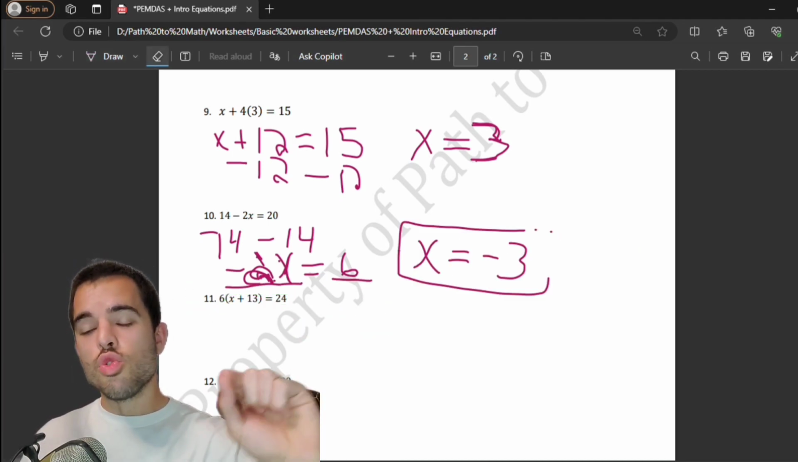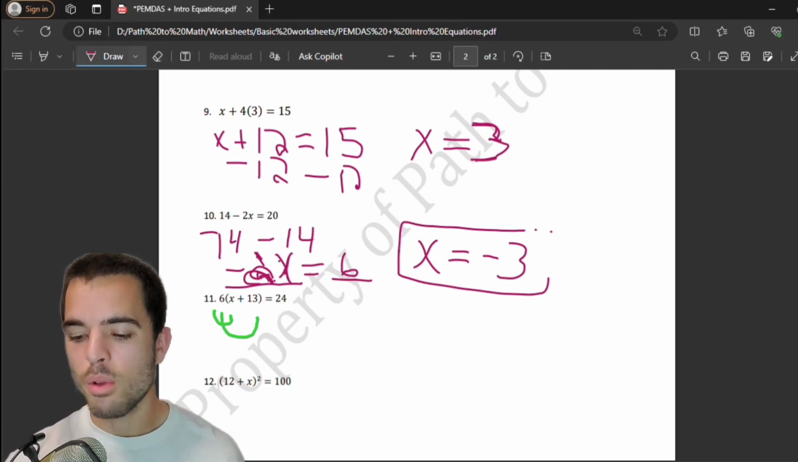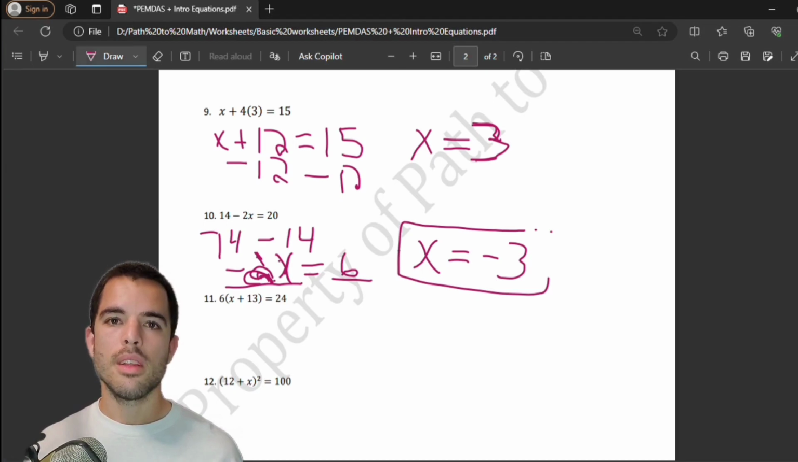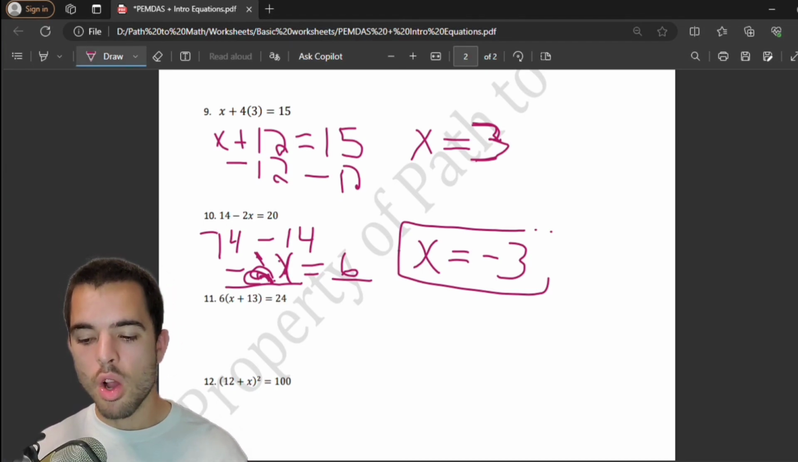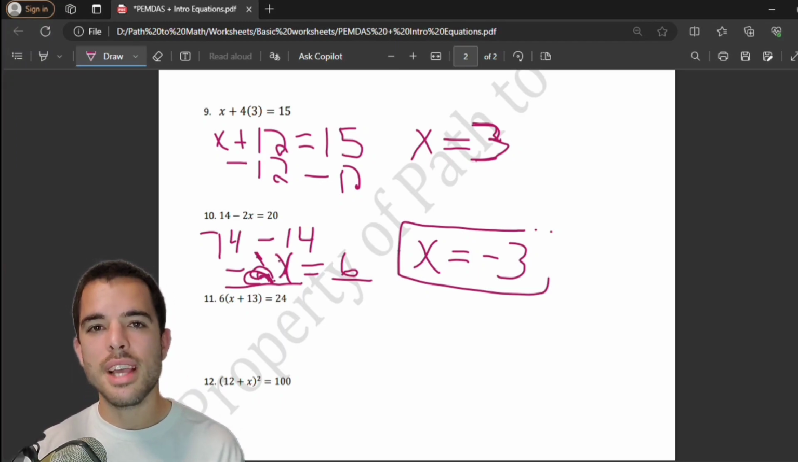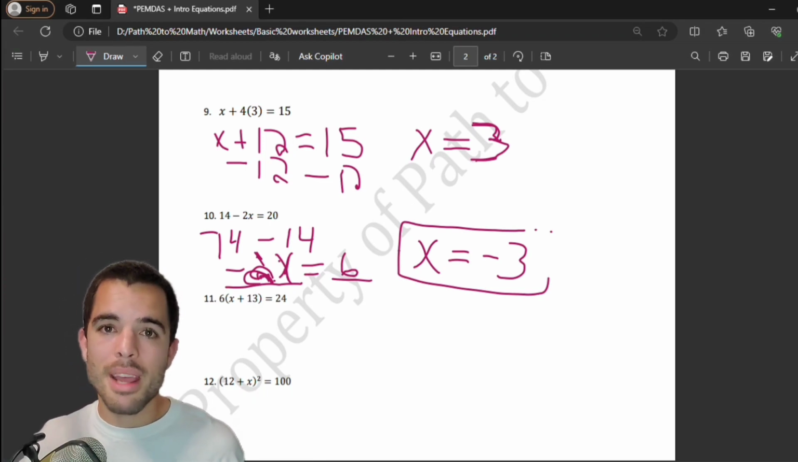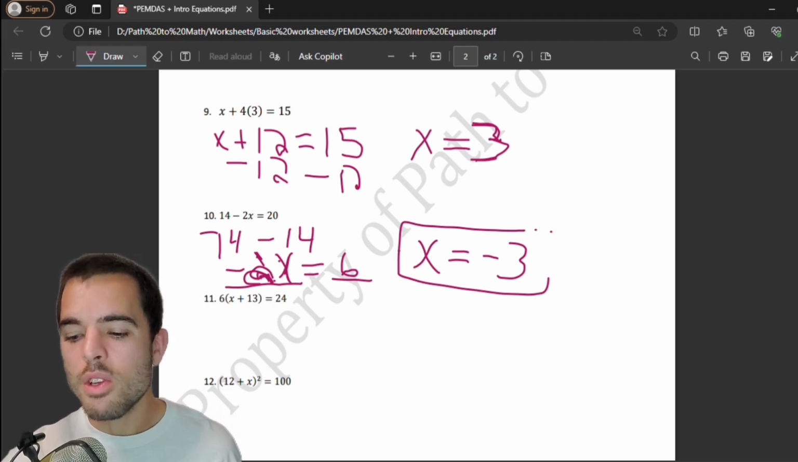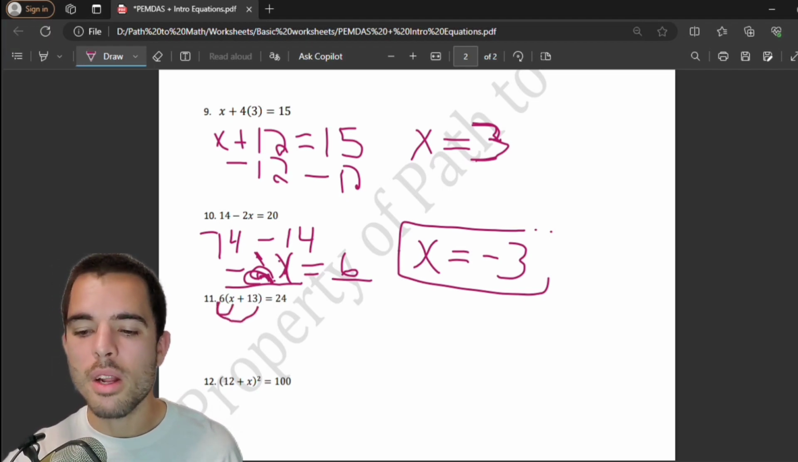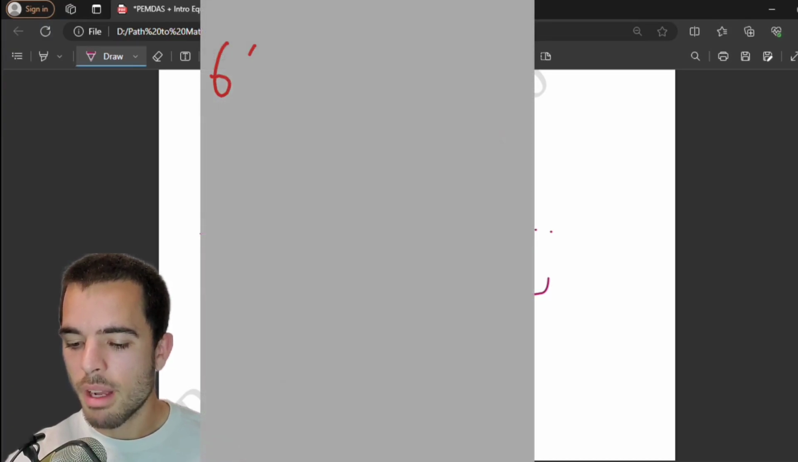We could either distribute the 6, which means to multiply it to the x and multiply it to the 13, thus getting rid of the parentheses, or we could divide by 6. I'm going to use my keen observation that the 24 on the other side of the equal sign can be divided by 6. So I'm going to save some time and I'll just divide by 6 right now. If you don't like that step, give me a moment and I'll show you what it looks like when you distribute it as well. So divide by 6, divide by 6.